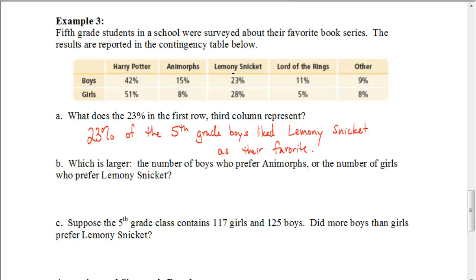Even though 15% of the boys preferred Animorphs or said that Animorphs were their favorite series, that doesn't mean that there's less boys than girls that chose that one. And we don't know any of the totals, so we can't figure it out on our own. So we're really limited by what we can say here. So in other words, our answer here is that there's not enough information that they've given us.